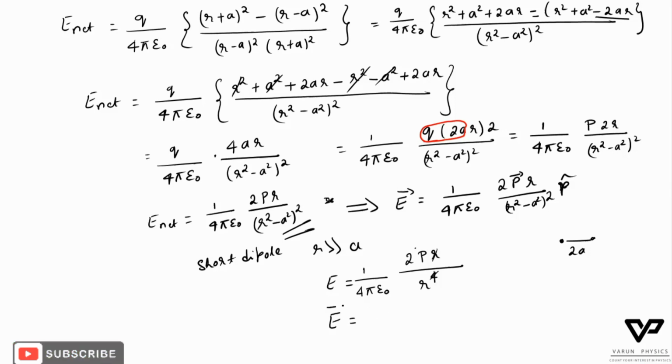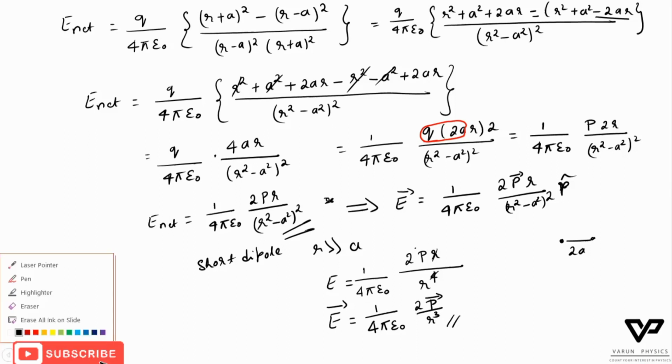Therefore, finally, I will have an answer. For an axial line of a dipole, the electric field is given by 1 by 4 pi epsilon naught into 2 times vector p divided by r cube. So this is our final expression where we are supposed to stop.